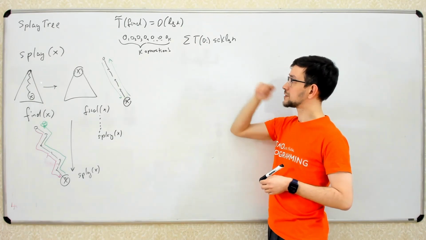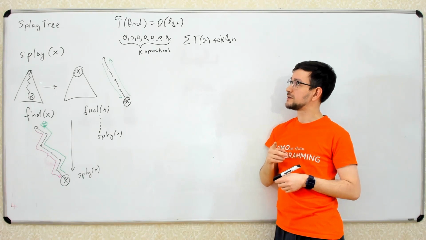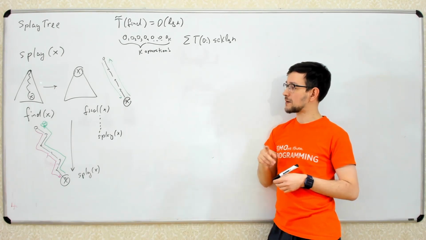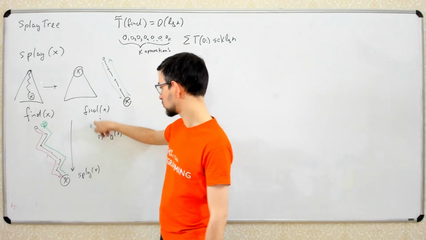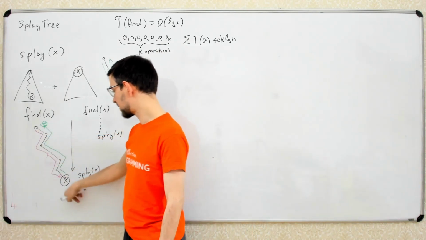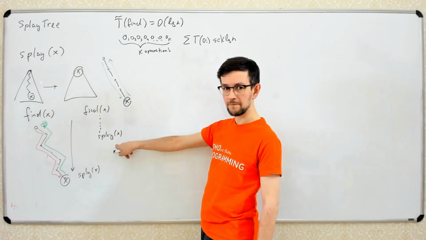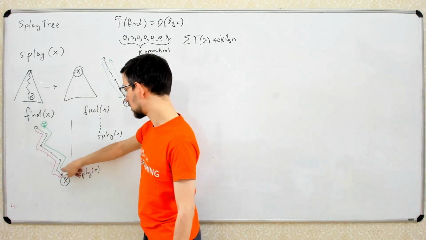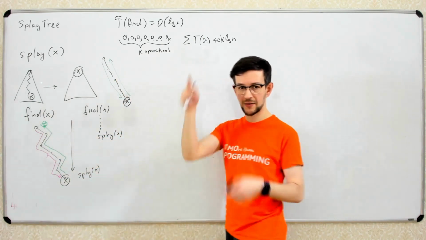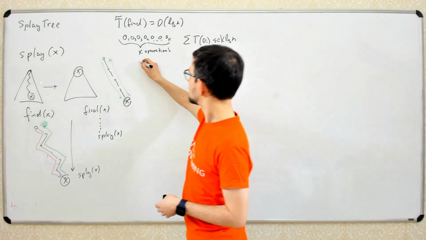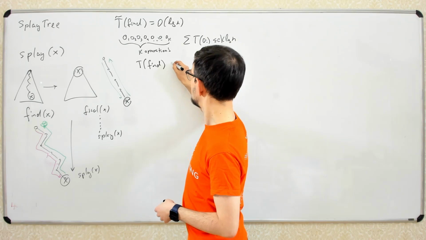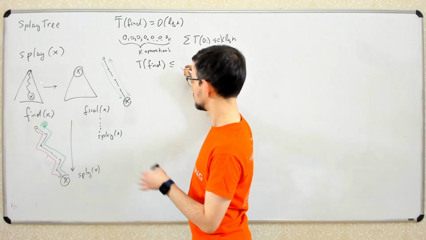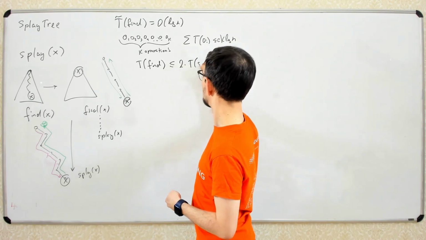How will I prove this? I will prove it very simply. I will prove the time complexity of this splay operation. If you look at how this find operation works, you need to travel all this path down, and then you call splay, and this splay operation travels the same path up. So the time complexity of find is no more than, let's say, 2 times the time complexity of the splay operation.